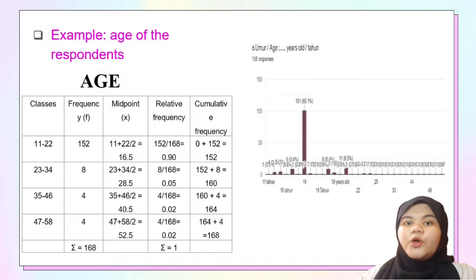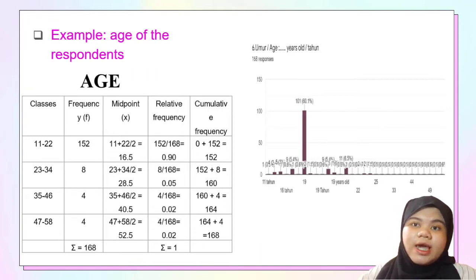For example, we have surveyed coffee consumption among teenagers and adults in Malaysia. One of the quantitative data found in the survey is age. For the class, it has been set using at least 10 classes. Based on the table, the distance between classes is 11. This is because 22 minus 11 is equal to 11.